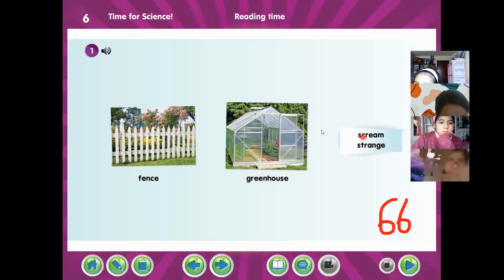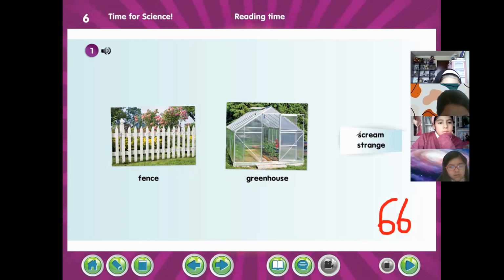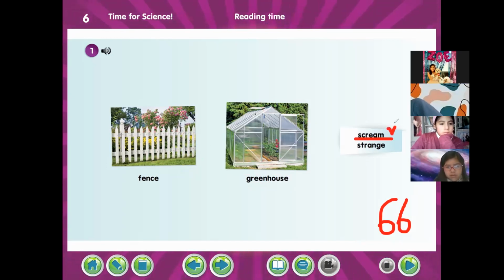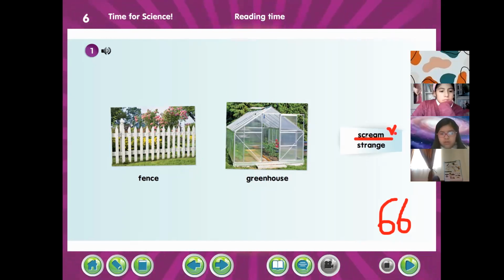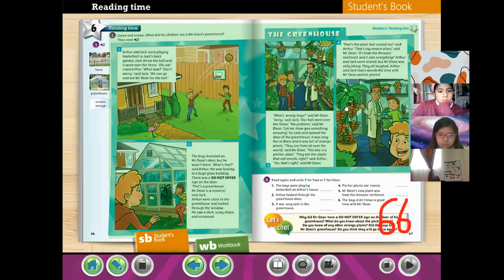Now, scream, this word. Scream means it's an action. Gritar. Okay? Scream. And strange, you know what is strange? It's an adjective. The Doctor Strange, for example, it's an adjective. Now, pay attention, please, to what happened in the story. Pay attention, because we are going to answer some questions.